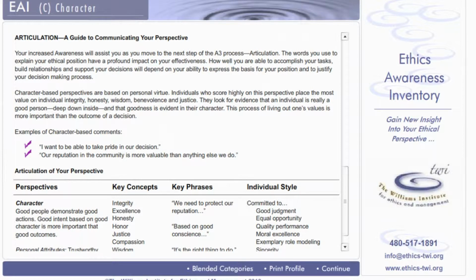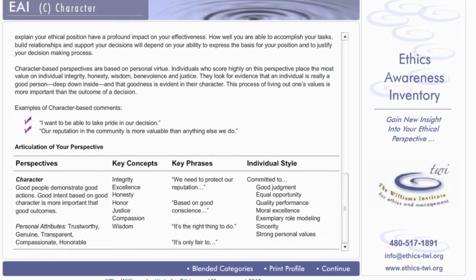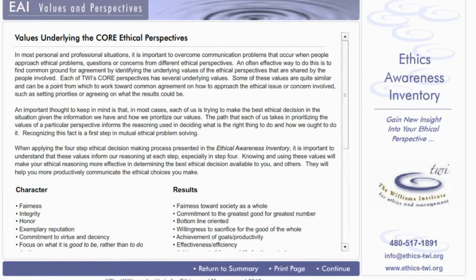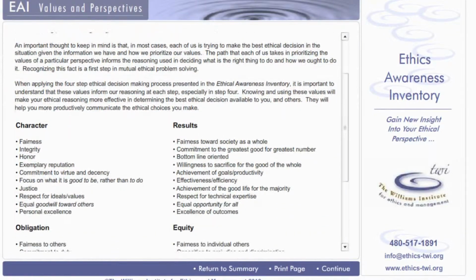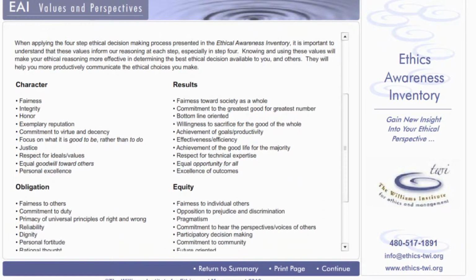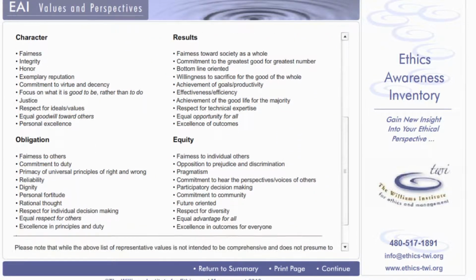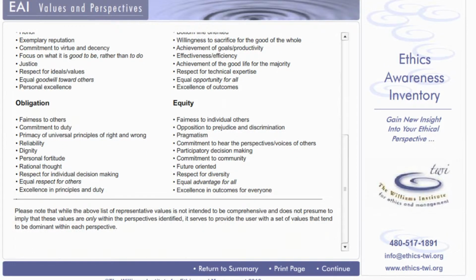Articulation, a guide to communicating your perspective, which provides you with several important aspects of your ethical perspective. Knowing these will help you better communicate your ideas to others. In the Values and Perspectives page, you will discover that each core perspective has values that are fairly unique, but also there are some values that these perspectives share. Knowing these similarities and differences will help you explore those personal values that are important to you and your decision-making.